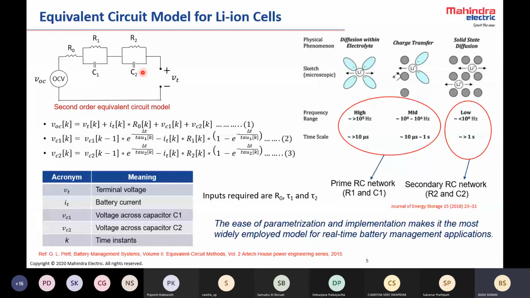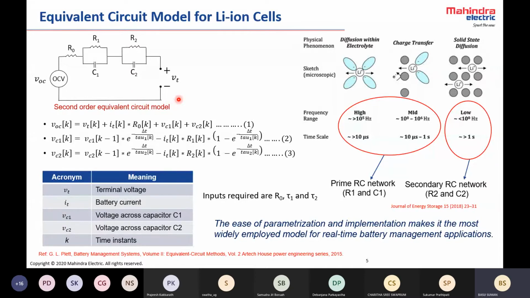Because of the diffusion process, we put one of the RC circuits. Now that is not the only diffusion process, because when lithium comes out of, let's say, the anode, one more lithium will go inside the cathode. That process is happening outside in the electrolyte phase. So there is a second RC circuit. We generally put it as two-pair RC, one for solid phase, one for liquid phase. So this is a simple equivalent circuit model.